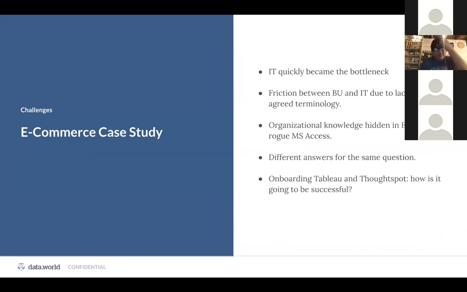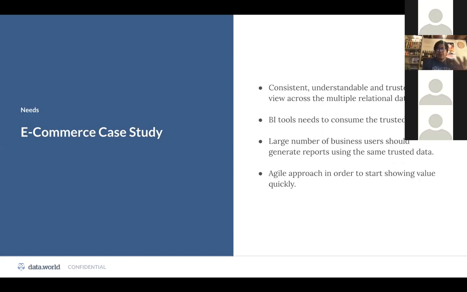And then, yeah, there's all this organizational knowledge hidden within Access databases, people getting different answers for the same question. So all the challenges I was talking about before. They really needed to have this understandable, trusted view across all these different databases. And they really wanted to have business intelligence tools consuming the trusted data.